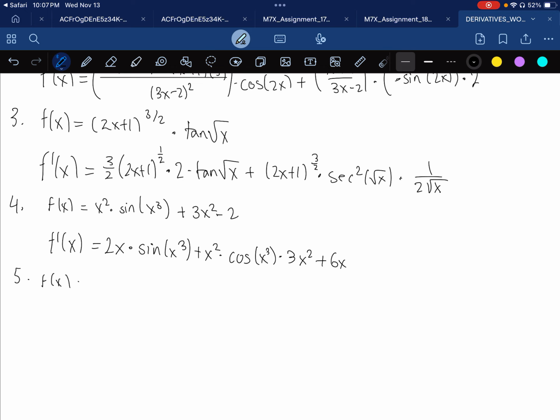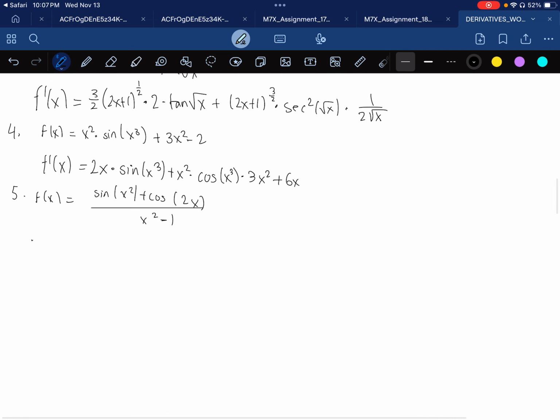f of x is equal to sine of x squared plus cosine of 2x, all over x squared minus 1. So, in order to do this, we have a quotient, right? And first, we'll find the derivative of the numerator, which is, okay, first, how are we going to do this? Well, let's think for a second.